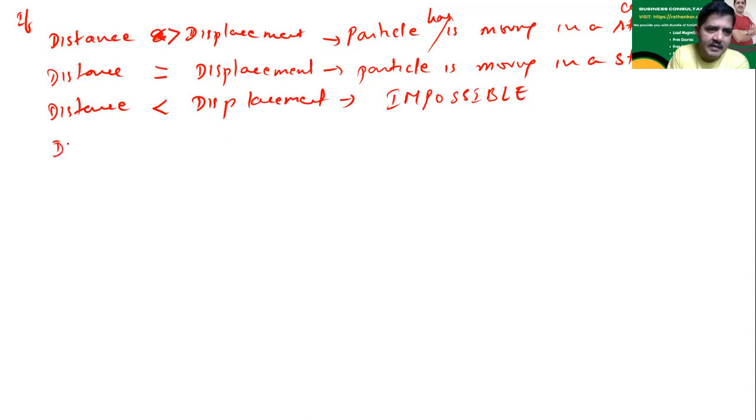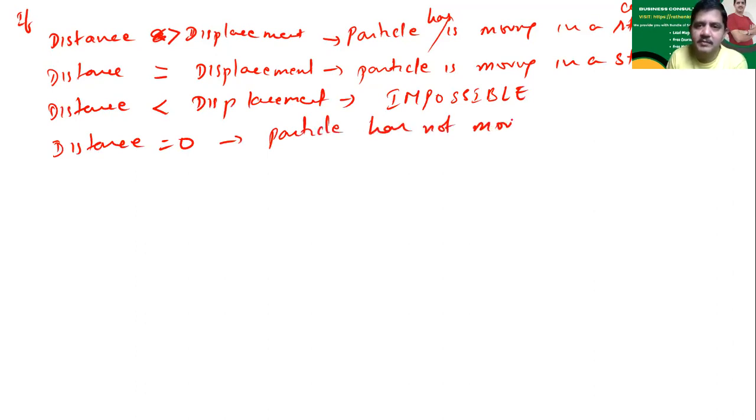Then if distance is equal to 0, what do you mean by that? Distance equal to 0 means the particle has not moved. It hasn't started. For example, if you ask me what is the distance traveled by me when I started teaching you, I'm just sitting before you, right? I have not moved. Distance equals 0.